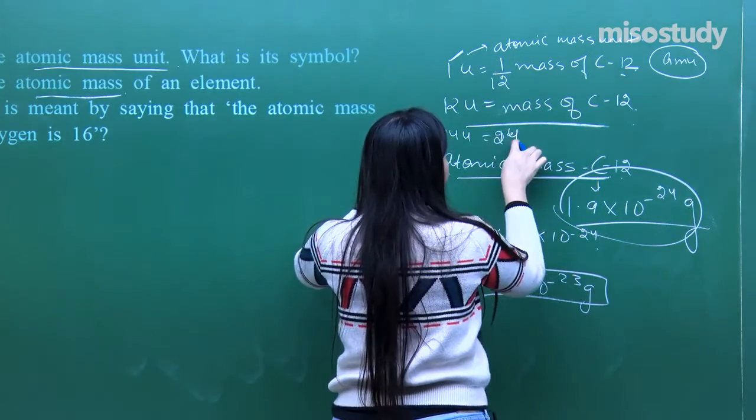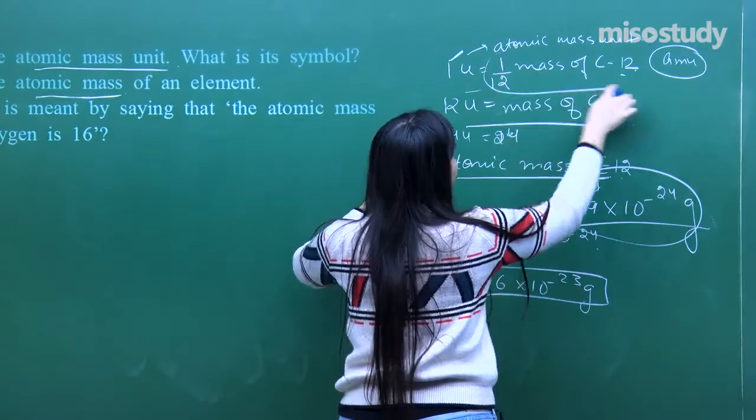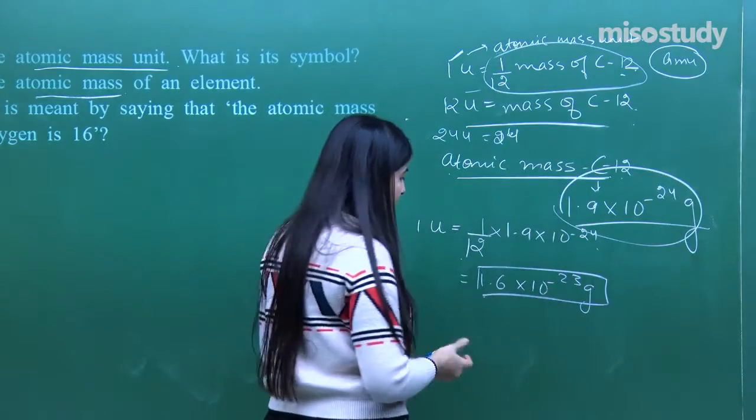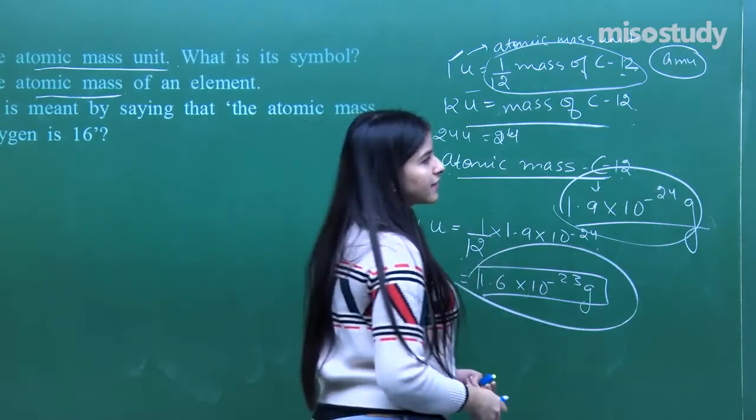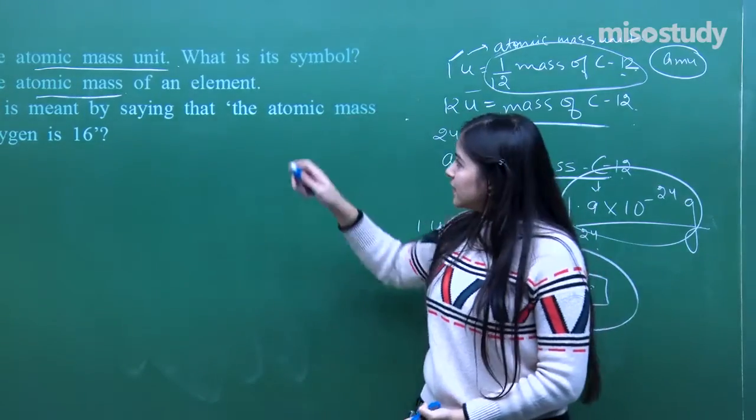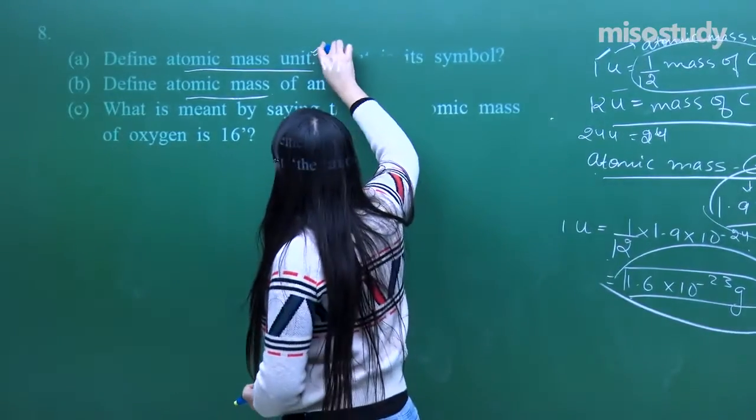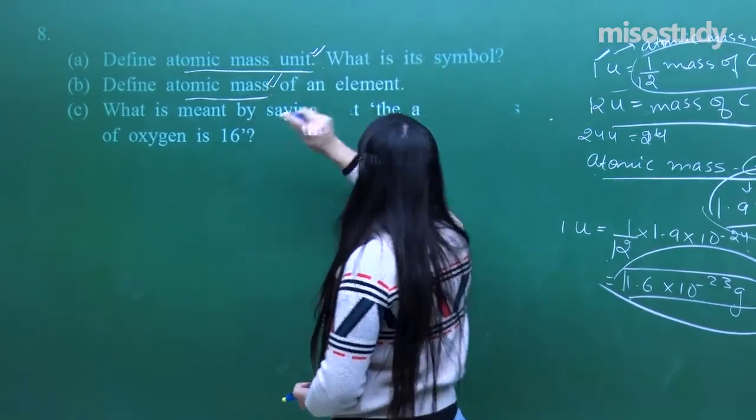24 times of 1 unit. 1 unit is this much. Getting it? Or I can say just 24 times of this. Yes, that is how we actually lead to this term atomic mass unit and atomic mass of an element.